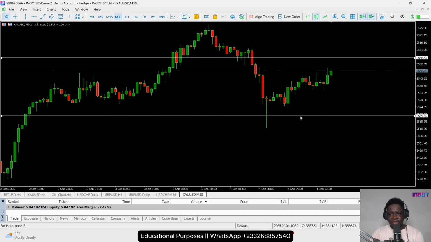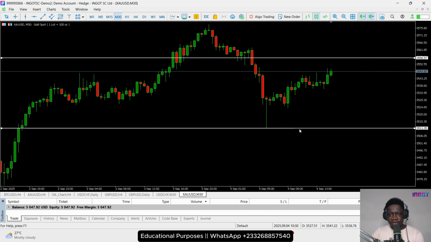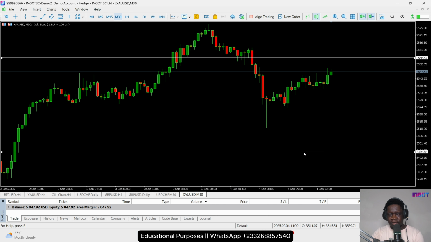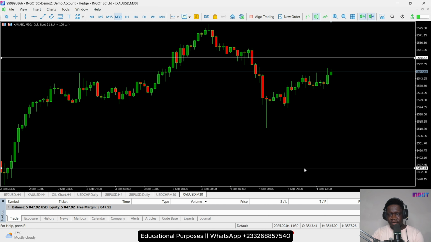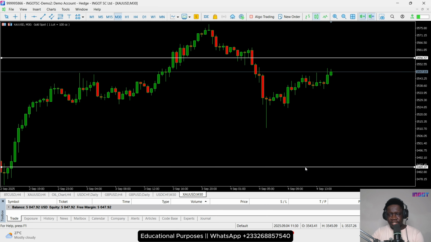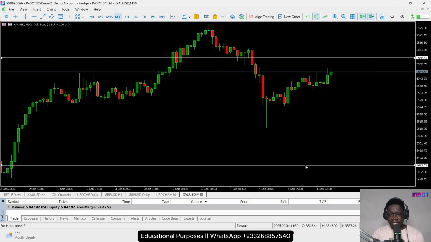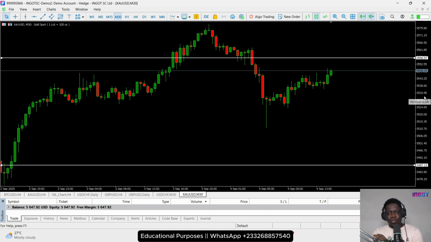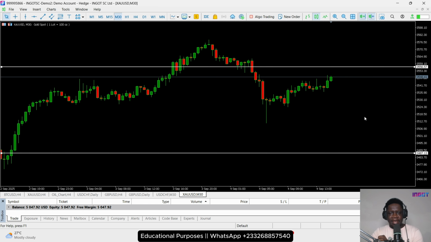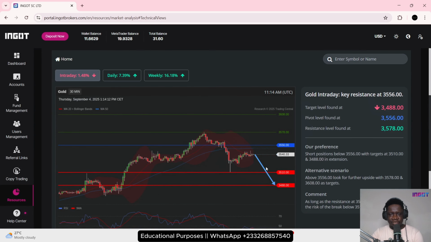Okay, 3488. Now we've identified them, right? Now, if you look at the signal, you realize that the price was between the pivots and then the targets, okay? And the arrow showed that the price was going to go down.